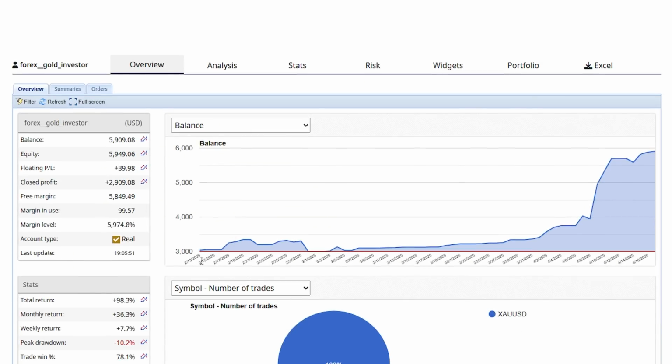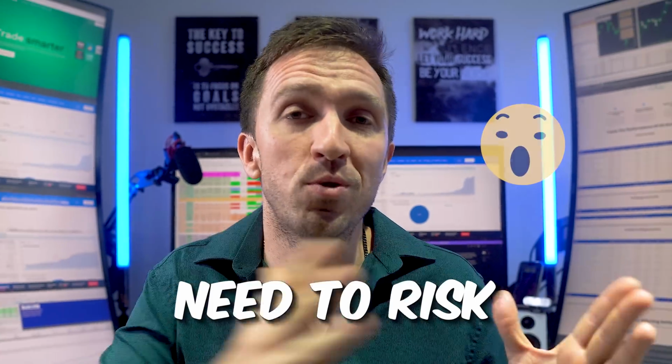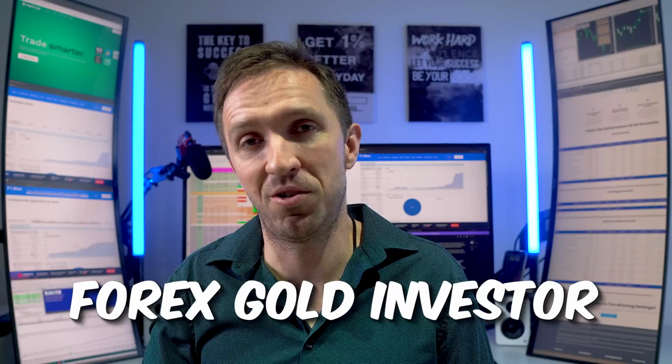1% is good enough to double your account within a few months. And look at my 3K account. I started it on the 13th of February, or that was 64 days ago. I nearly doubled that 3K account in 2 months, guys. This is more than enough. You don't need to risk more than 1% for the Forex Gold Investor.